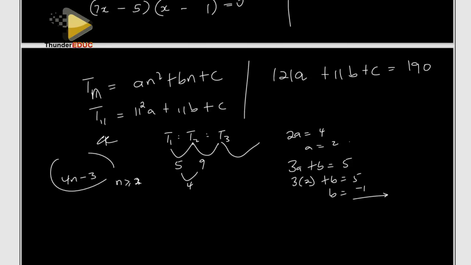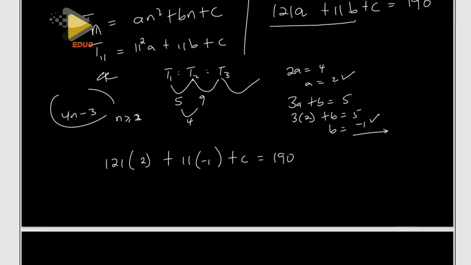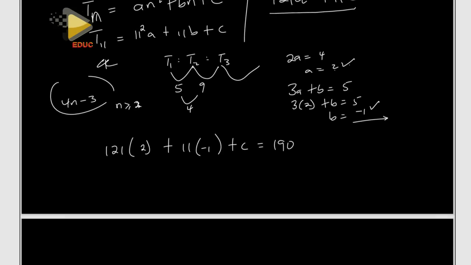But now the trouble is, how do we get c? Since we have our a as a 2 and our b as a negative 1, we can substitute this into this equation and look for c. So it's going to be 121 into 2 plus 11 into negative 1 plus c must give us 190. When I do the substitution, that's going to be 242 minus 11, which is 231. Move it aside. So 190 minus 231, and then my c becomes negative 41.